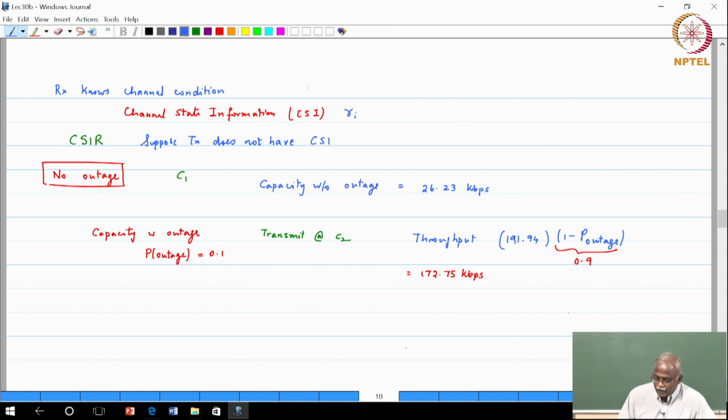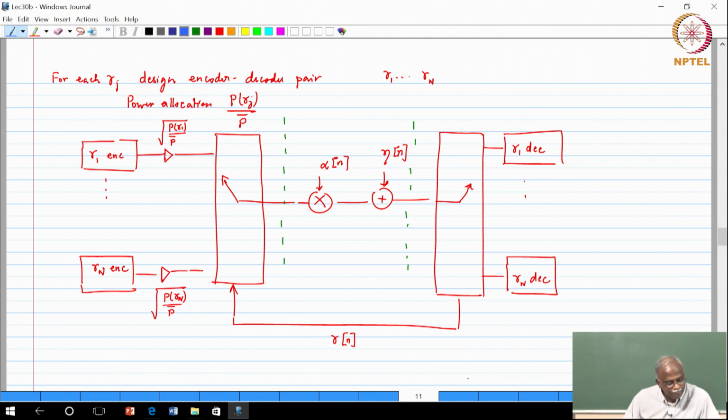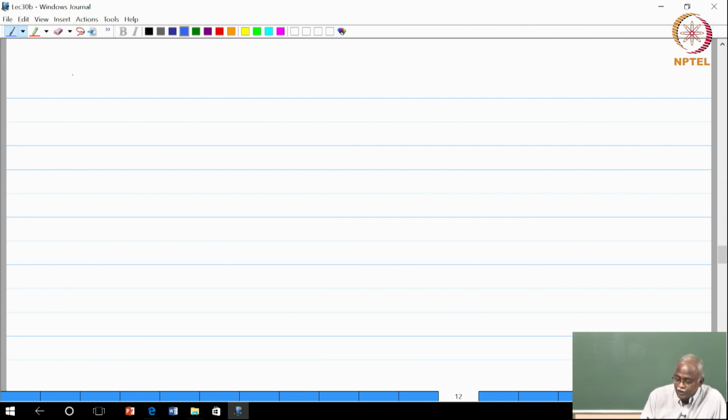Okay, so let us quickly summarize what we have said so far. This is the scenario that we have, and that means our information about the channel state has been transmitted from the receiver to the transmitter. So, CSI has gone from the RX to the TX. So, we are in the regime of what we call CSIT, that means channel state information known to the transmitter. Okay.